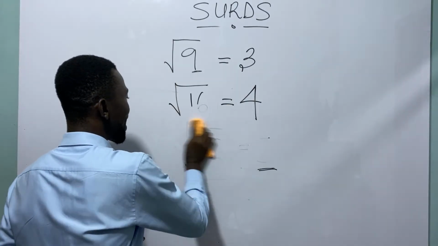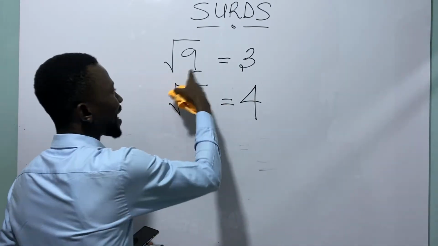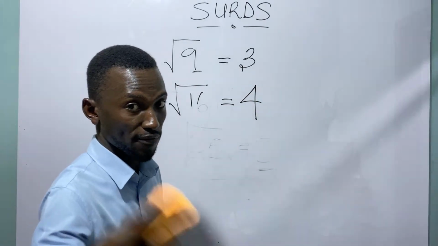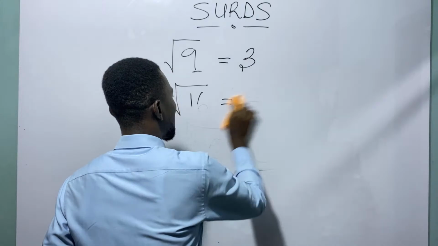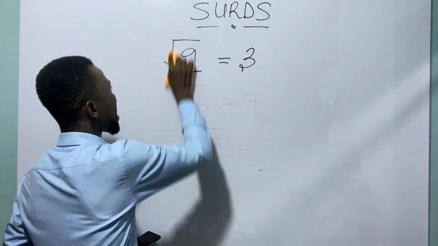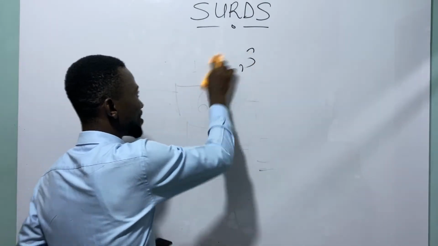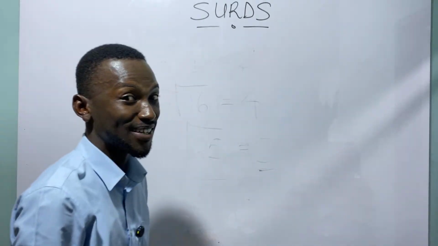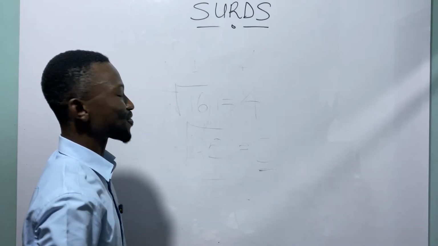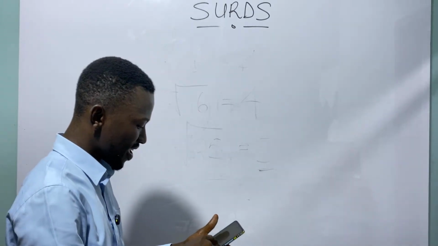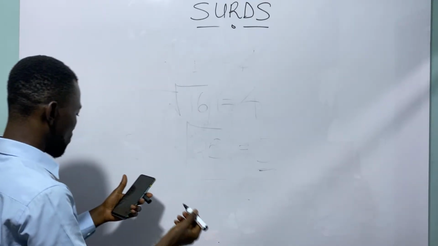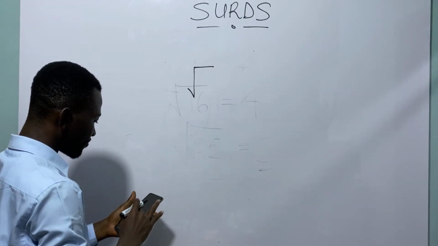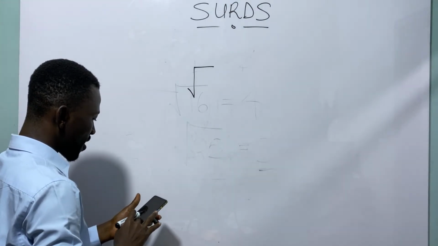So now we know that the square root of 9 is 3. The square root of 16 is 4. The square root of 25 is 5. Now, here's when it gets very interesting, and it gets interesting really quick. You got it easy when I gave you square root of 9, square root of 16, and square root of 25. Now, let me give you something very interesting. Square root of 2.